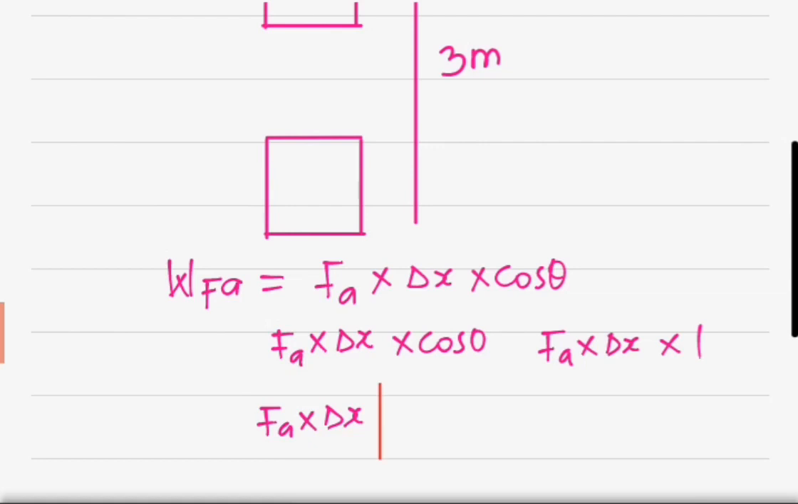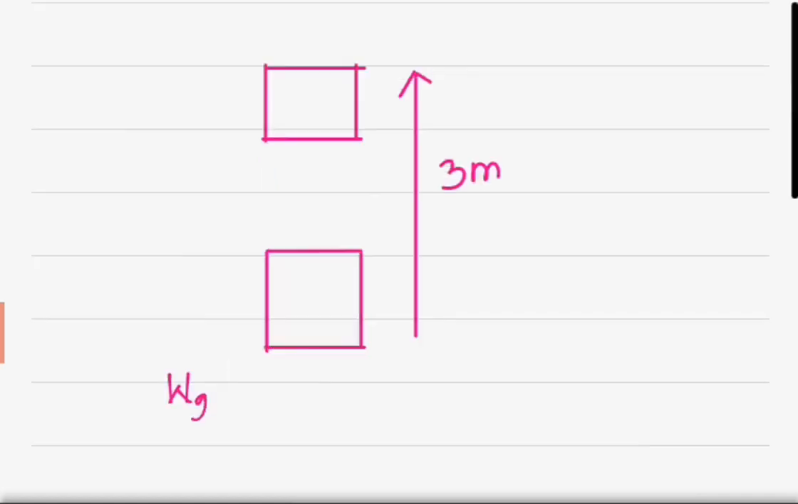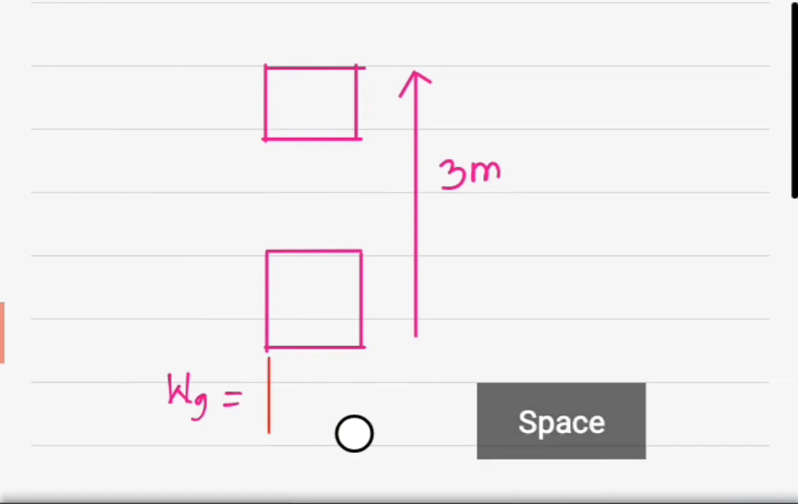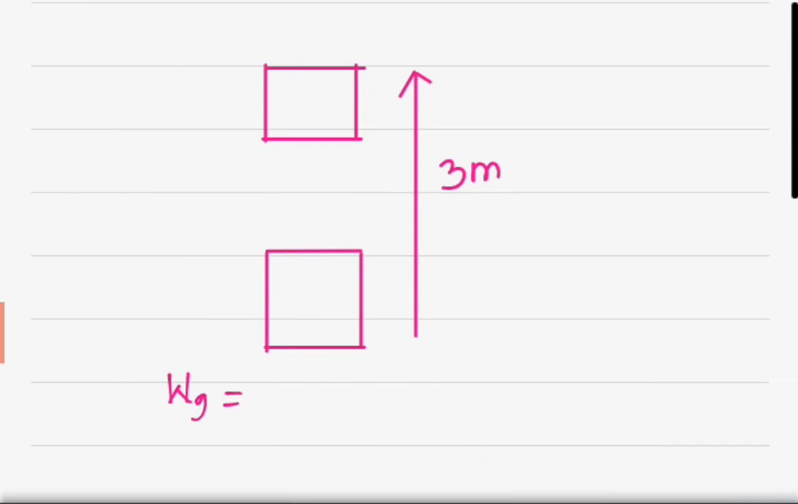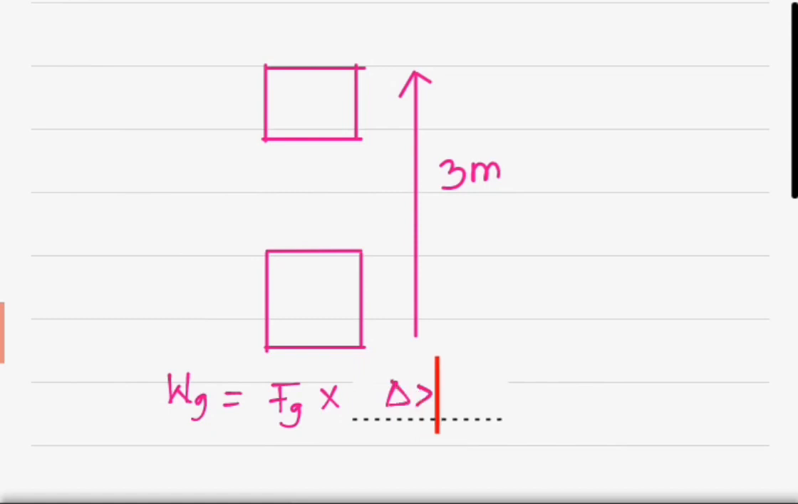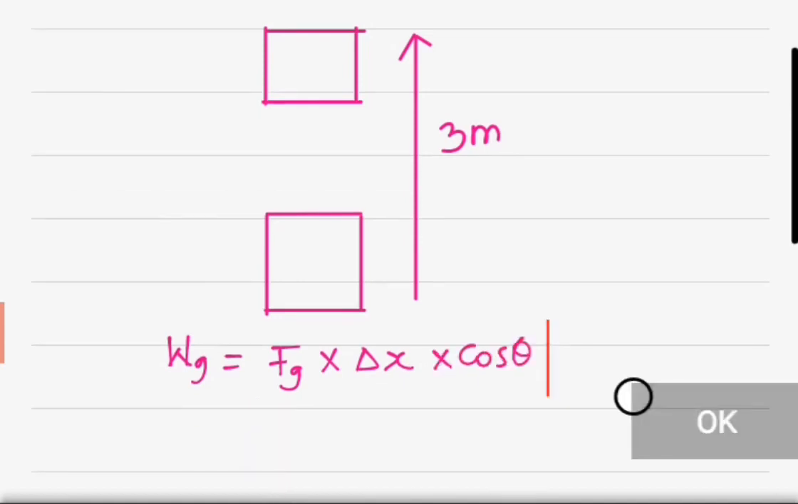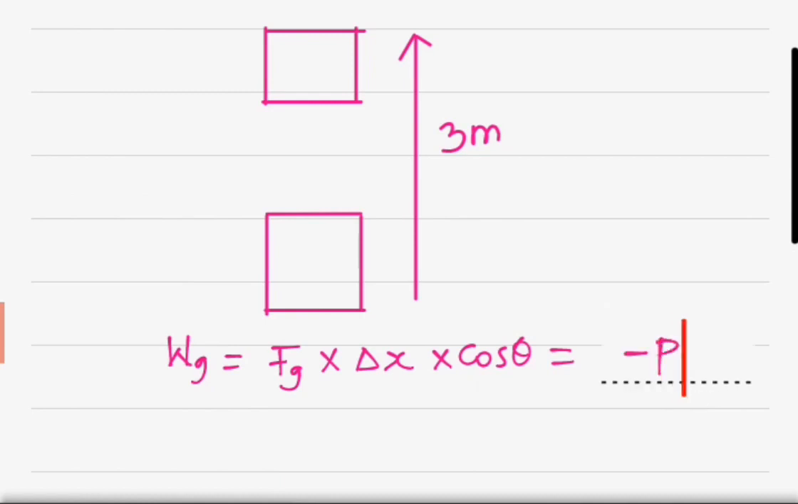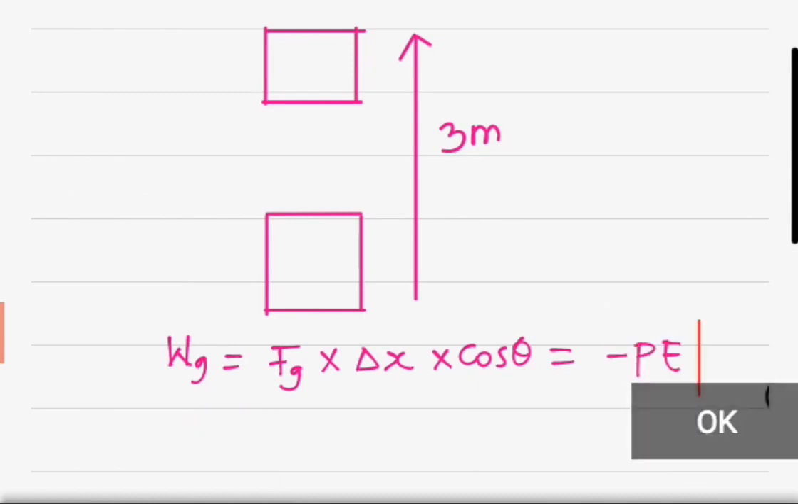Now, what about the work due to gravity? Let's find that out. Before we talk about the work due to gravity, we have to establish our zero line. Notice that the work due to gravity is the force of gravity times the displacement times the cosine of theta. And the work of gravity can also be the negative of the potential energy.